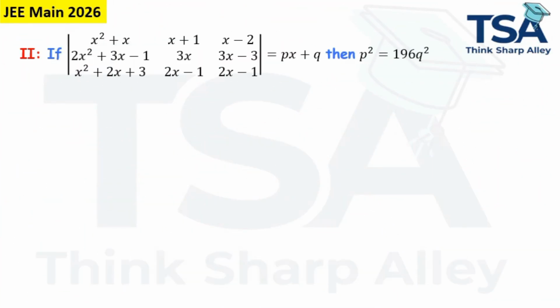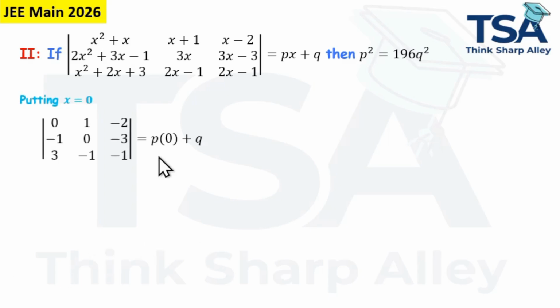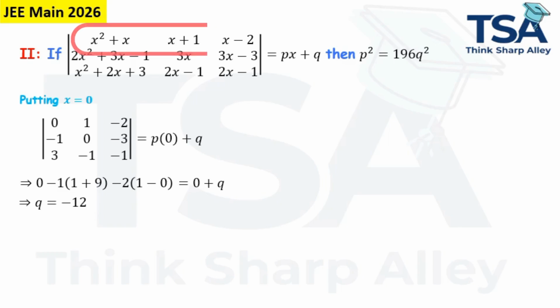The problem says this determinant is equal to px plus q. So we need p and q, and the fastest way to find q is to put x equal to 0. So we get this, which makes the RHS just q, and the LHS, if we expand using the first row, we get this. Then upon solving, we have our constant q. Now for p, you could put x equal to 1, but look at that first row again. x square plus x plus 1 and x minus 2.